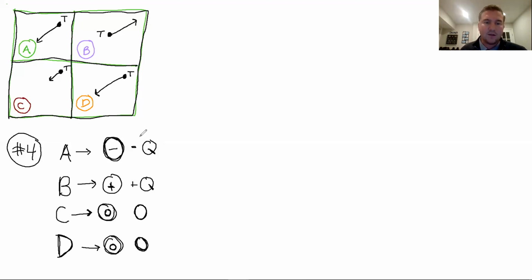So here, we've gone through and we know what each of the charges are now. We know A has to be negative because it created a strong attraction. We know B has to be positive because it created a strong repulsion.